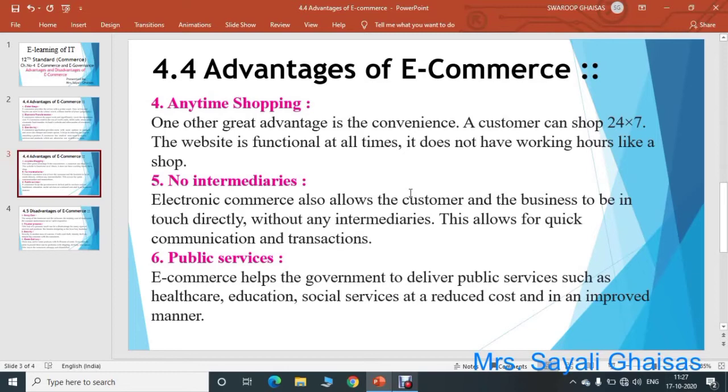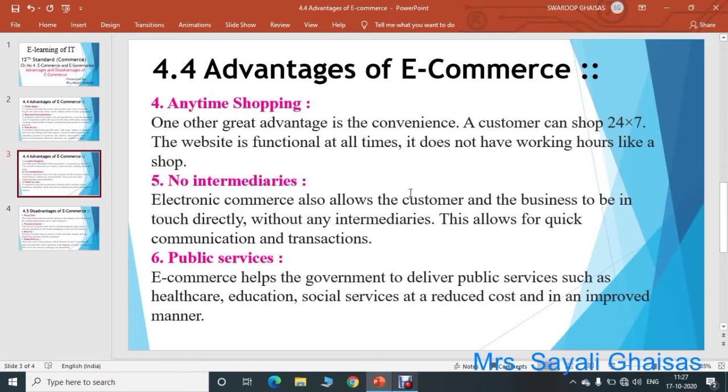Next one is no intermediaries. Electronic commerce also allows customers and businesses to be in touch directly without any intermediaries. So no person, no intermediaries between a customer and a business, but the customer and business can be directly in touch with the help of e-commerce. There is no need of any intermediary.